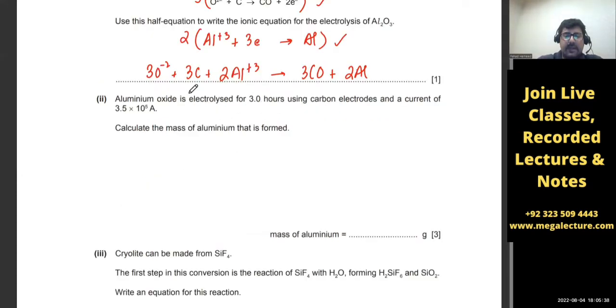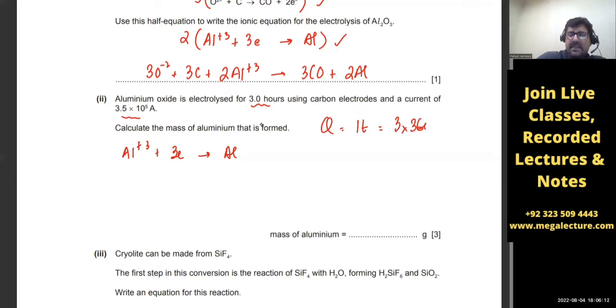The next part: Q is equal to It. Again, aluminium oxide is electrolysed for 3 hours using carbon electrodes and a current of this many amperes. Calculate the maximum mass of aluminium formed. Now, in the electrolysis, Al3+ gains 3 electrons to form aluminium, right? The electrolysis is going on for 3 hours and the current is given. So how much charge flows through it? Q is equal to It. It's going to be 3 into 3600 seconds (1 hour में seconds होता है?) into the current, which is 3.5 into 10 to the power 5 amperes.